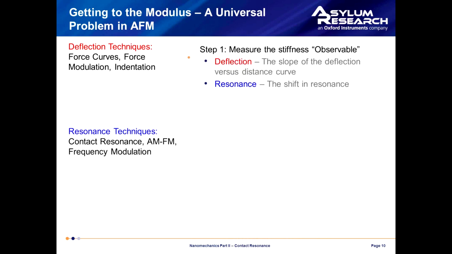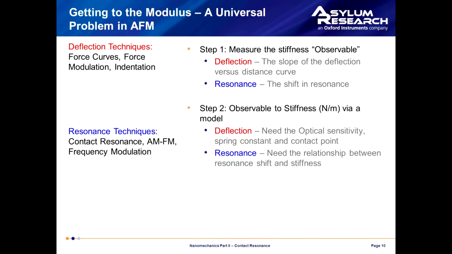Now, in each case, our first step is to measure an observable that's dependent on the stiffness. So in the case of deflection, it's the slope of the deflection versus distance curve for a force curve. In the case of resonance measurements, like contact resonance, it's the shift in the resonant frequency. Once we have that data, we can convert that observable to a stiffness in units of newtons per meter via some sort of model.